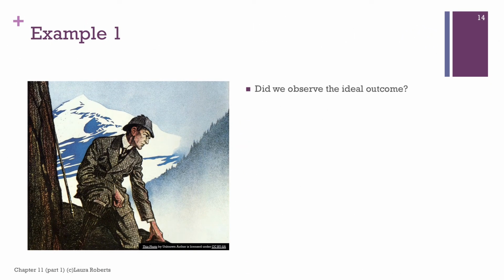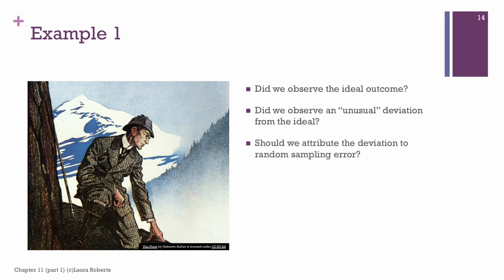So now we have a few intriguing questions that we must answer to get a full understanding of what we found. Did we observe the ideal outcome? No, we would have preferred something closer to 100, or even 100 itself, to satisfy our hypothesis that the mean of the population equals 100.